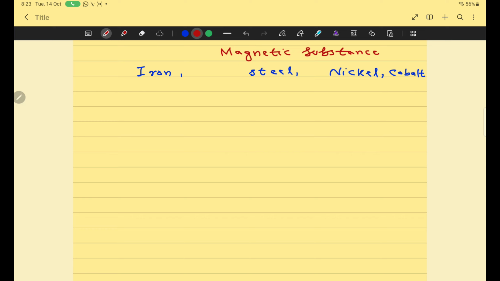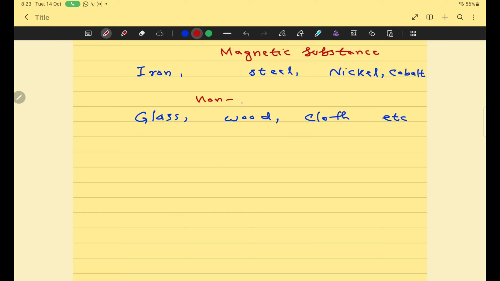These materials are attracted by a bar magnet. Iron is attracted, steel is attracted, nickel and cobalt are attracted by a bar magnet. So these are magnetic materials, and glass, wood, cloth, etc. are non-magnetic materials.